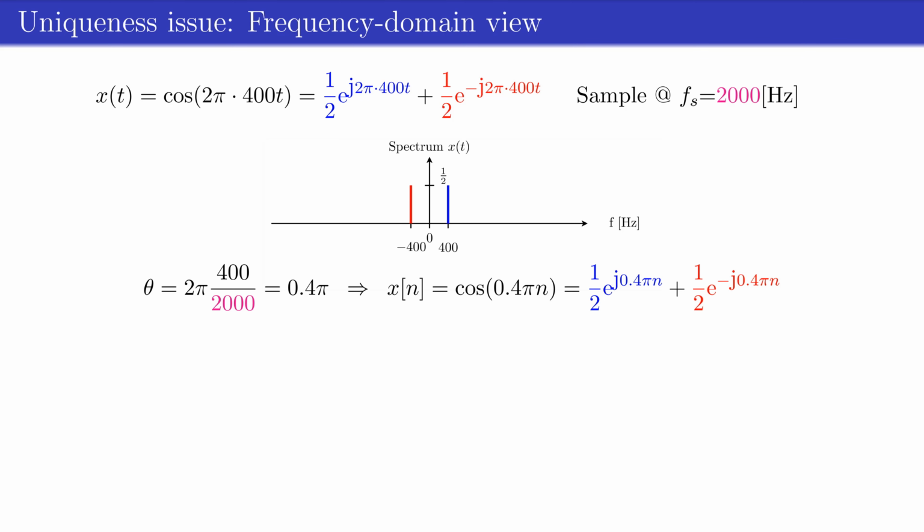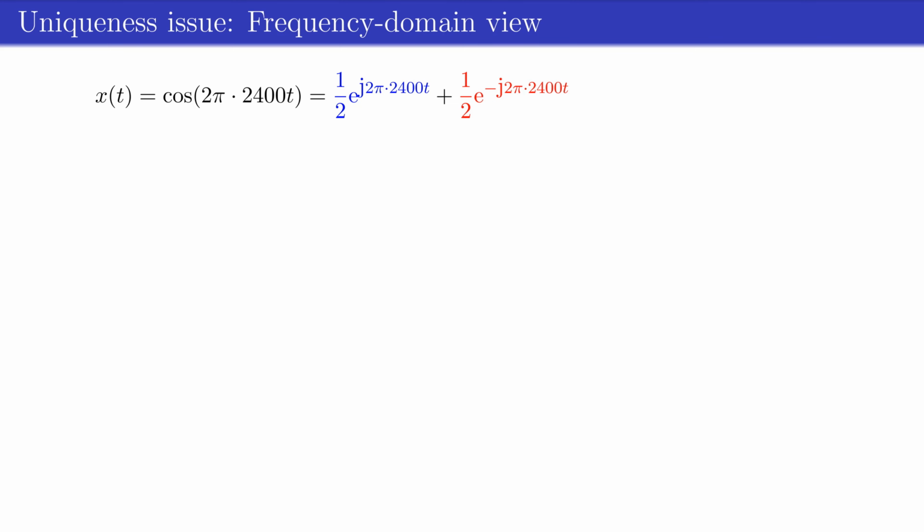In other words, the discrete time signal samples can be expressed by x[n] = cosine(0.4 pi n), or as a sum of discrete time phasors. These phasors can be depicted in a spectral plot in which the horizontal axis represents the relative frequency theta. The same steps for the 2400 Hz sinusoidal are as follows.